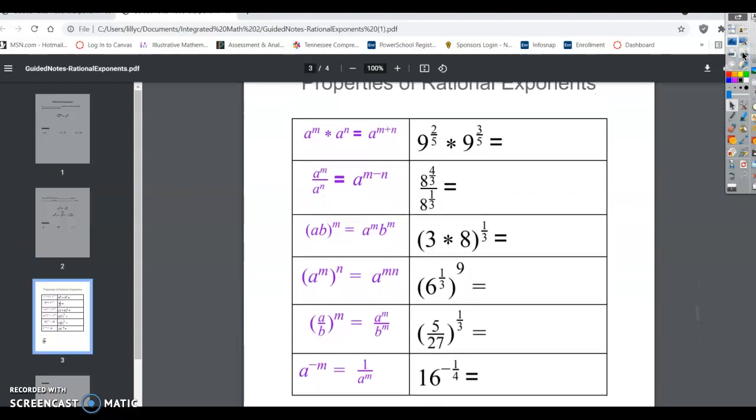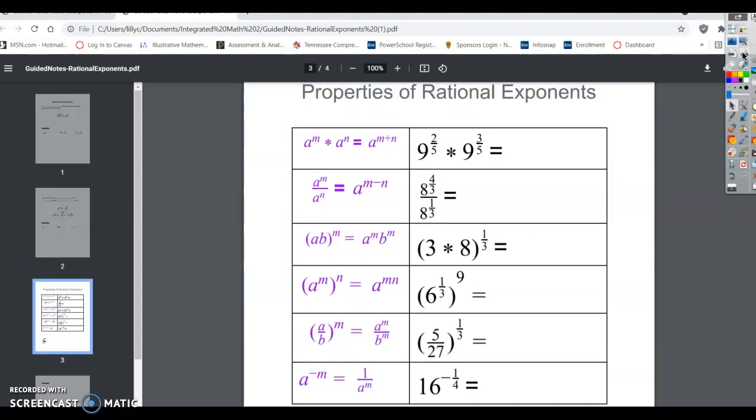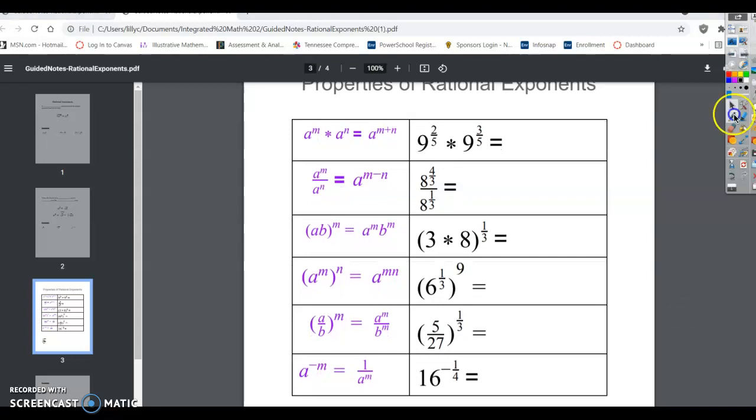All right, so moving on to the properties. These are all properties that you need to know for exponents. You will see these time and time again, so make sure you review these. So the first property is if you have the same base and you're multiplying, you add the exponents. So same base, you go from multiplication to addition.